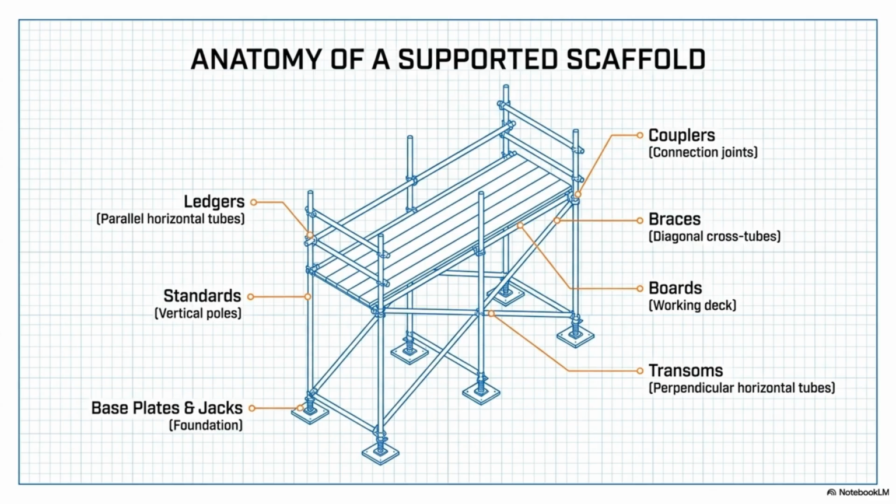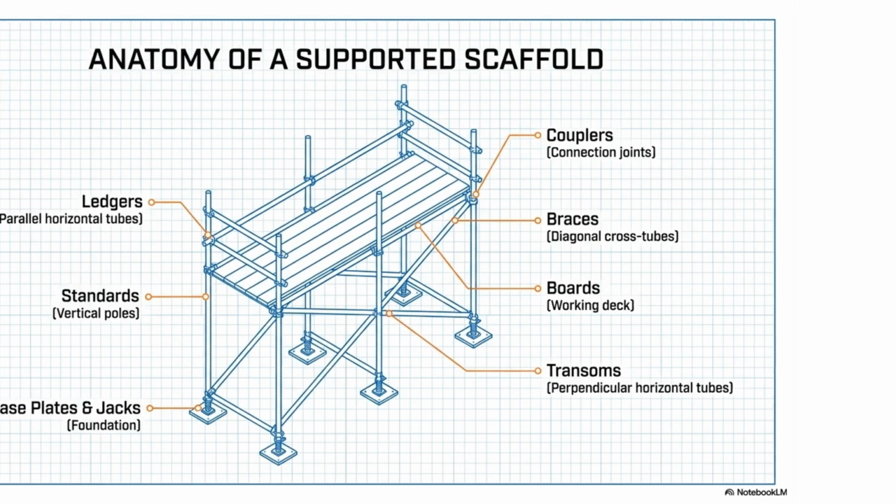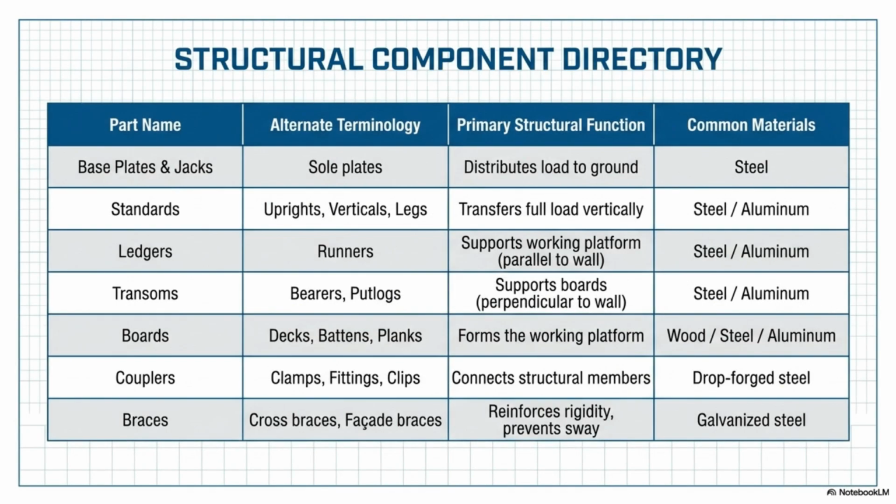A supported scaffold includes key components such as base plates and jacks forming the foundation, standards, vertical poles, ledgers, transoms, braces, couplers, and boards, which create the working deck. The structural components each have a specific function. For instance, standards transfer the full vertical load, while ledgers and transoms support the working platform and the boards, respectively.